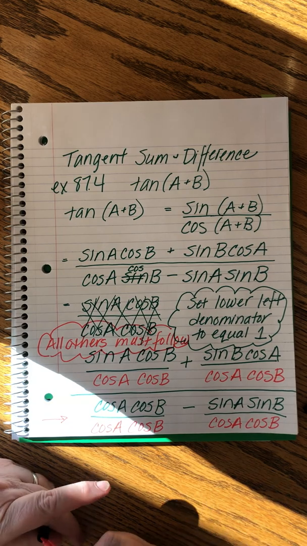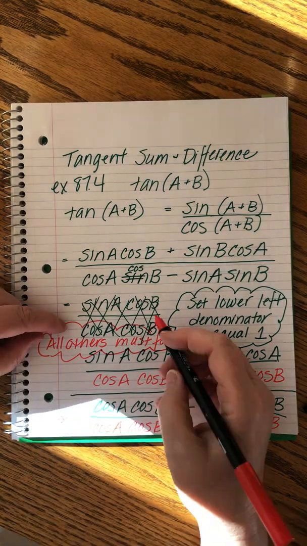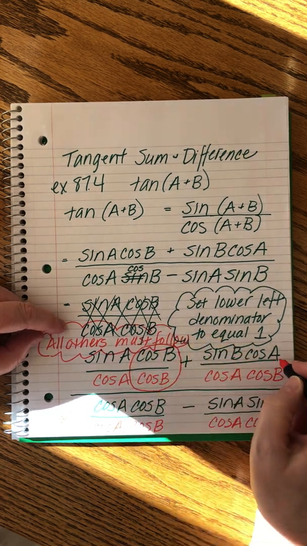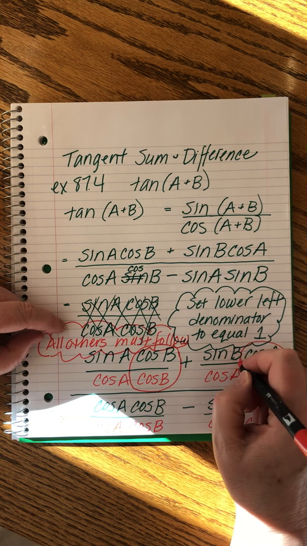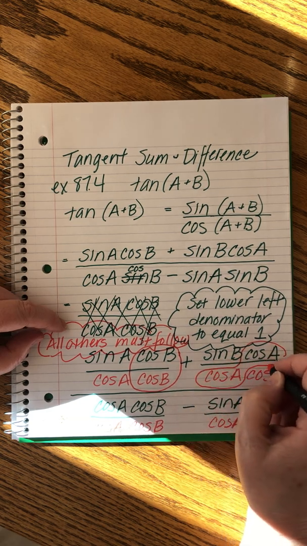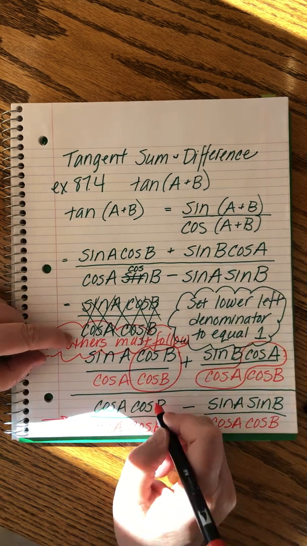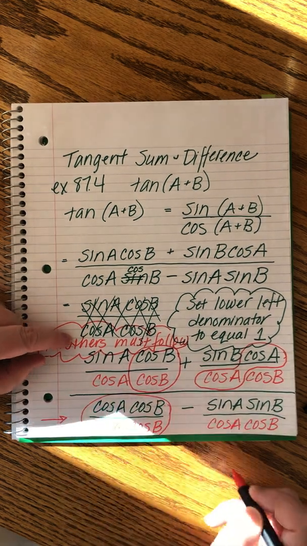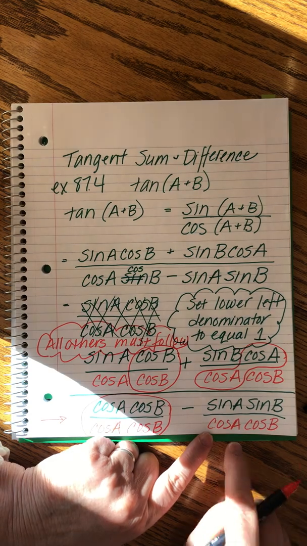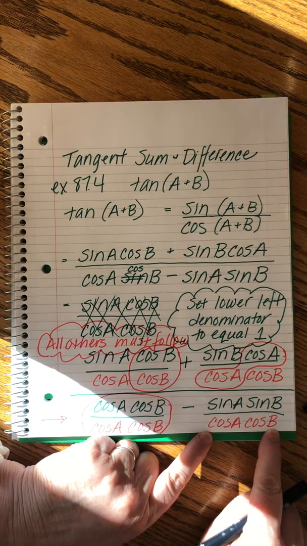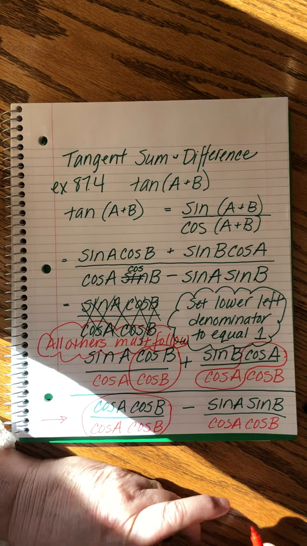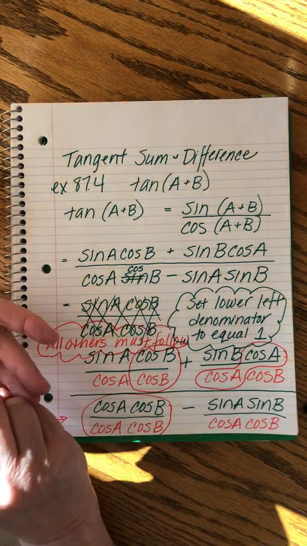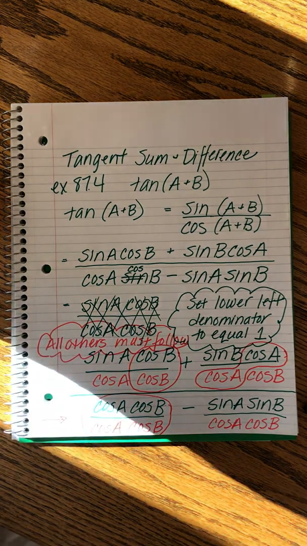Now, look what happens. We've got things that are going to cancel. A pair of cosine A's, right? This completely cancels, right? All of these are going to drop out. I'm circling what we'll be able to cancel. And then this stays the way it is, right? Now, notice that when they cancel, let's look at what's left. I'm going to use a different color for that.